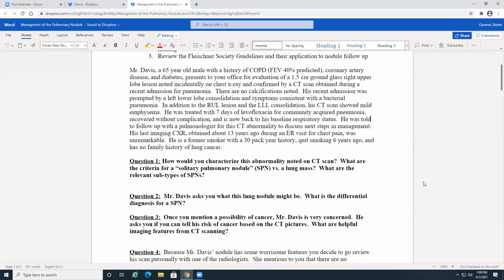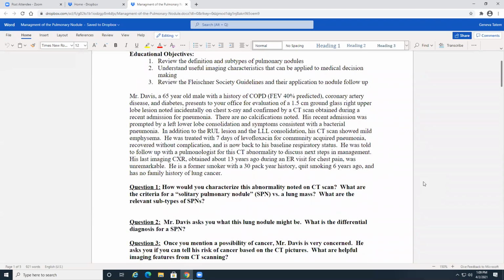So you mentioned the possibility of cancer, and now Mr. Davis is pretty concerned. So he asks you if you can tell his risk of cancer based on what you're seeing on CT scan, and what's helpful in terms of determining that. So what things do you think about when you're seeing a patient with a lung nodule? Spiculation, yeah. So the type of nodule, the borders, are they smooth? Are they irregular, spiculated? The location? Yep. Anything else?